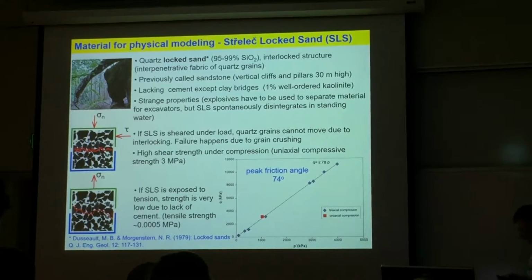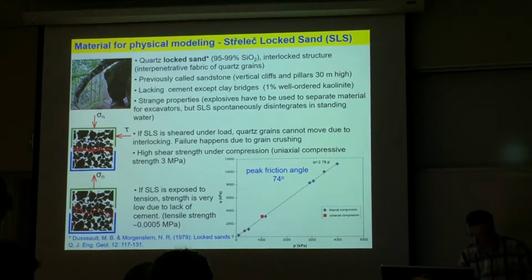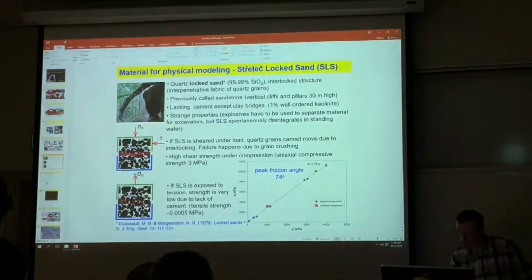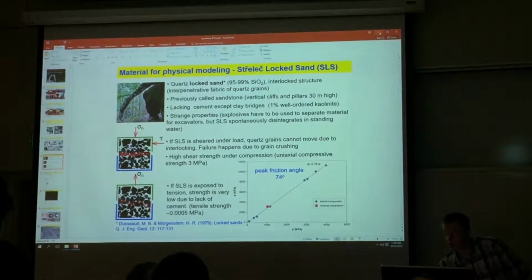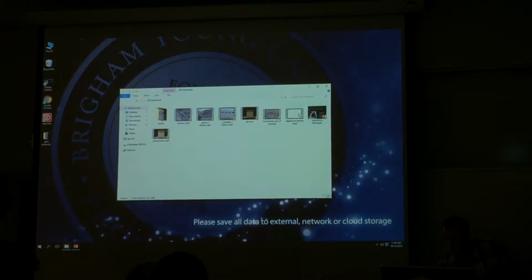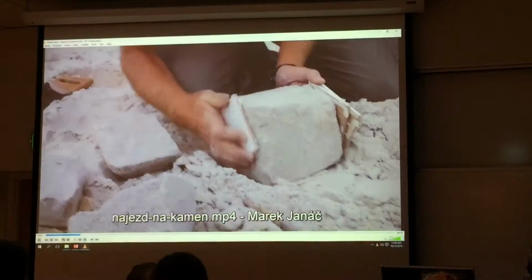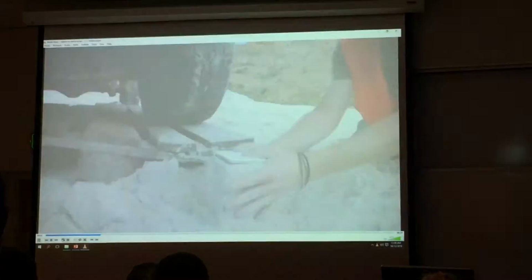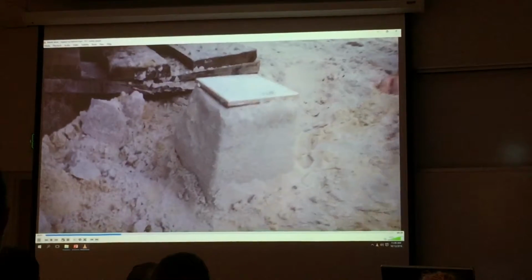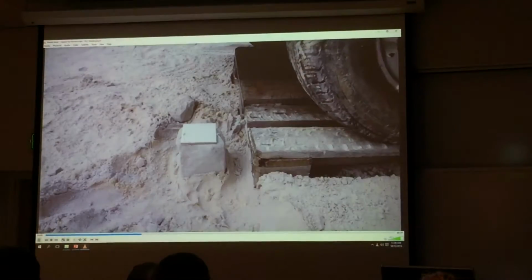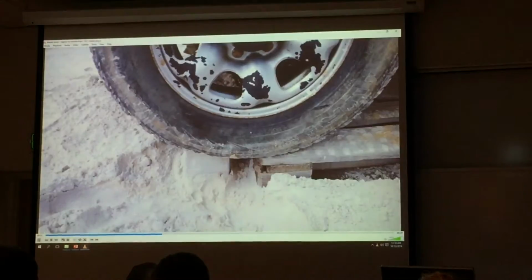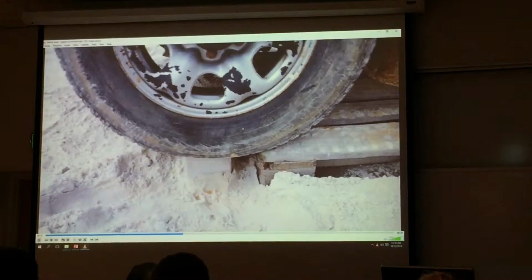These strange properties can be demonstrated in a short video where you can see a 15 centimeter cube of this material. You can easily prepare a cube of that, and you can see that the cube can withstand the load of a car.